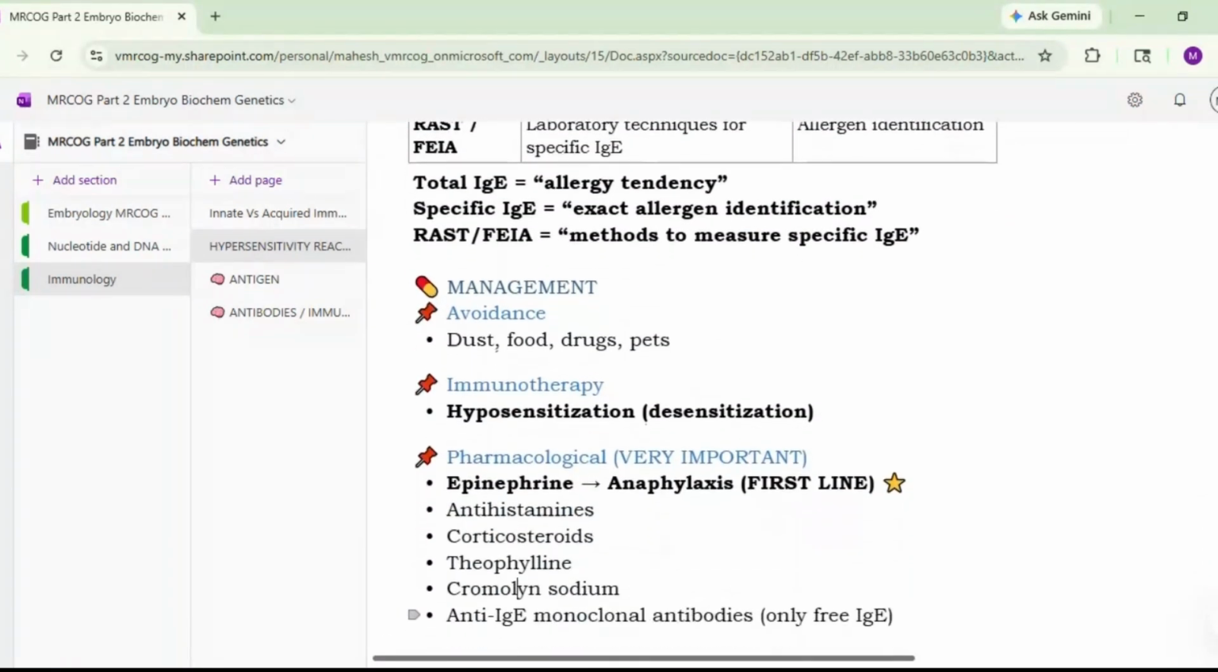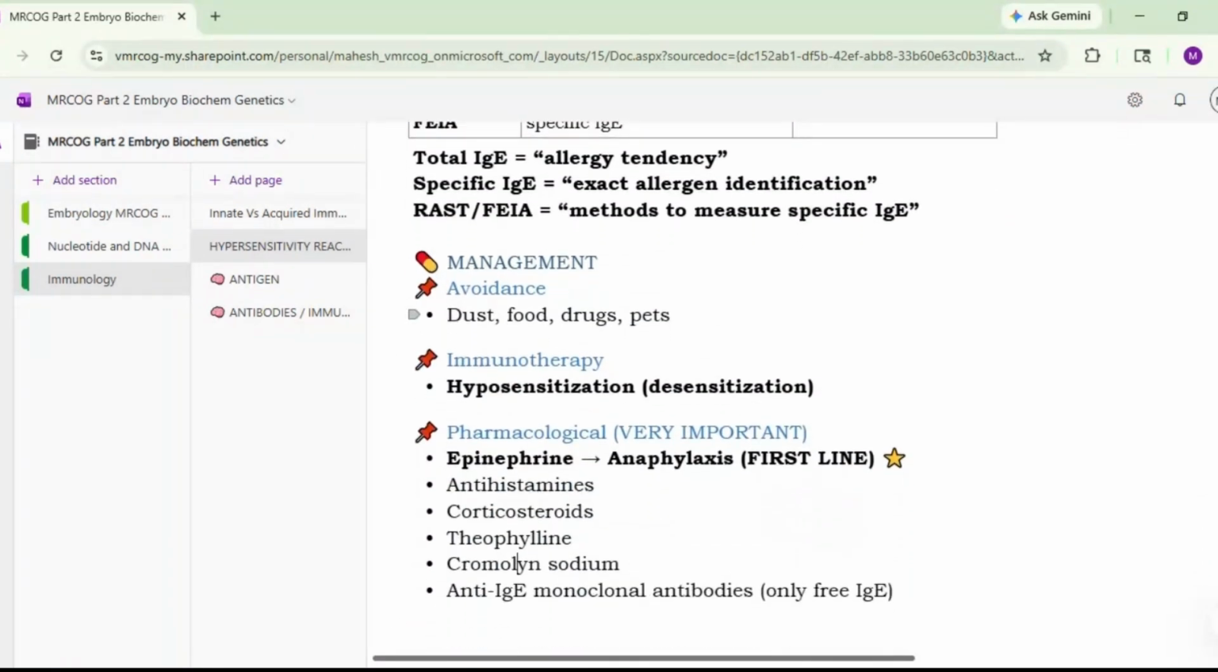What do you do if there is an allergic condition? First, avoid the dust, food, drugs, pets, etc. Second is immunotherapy, that is hyposensitization or desensitization. Third is pharmacological, which is the most important. In anaphylaxis, you give epinephrine. Okay, that is the first line.